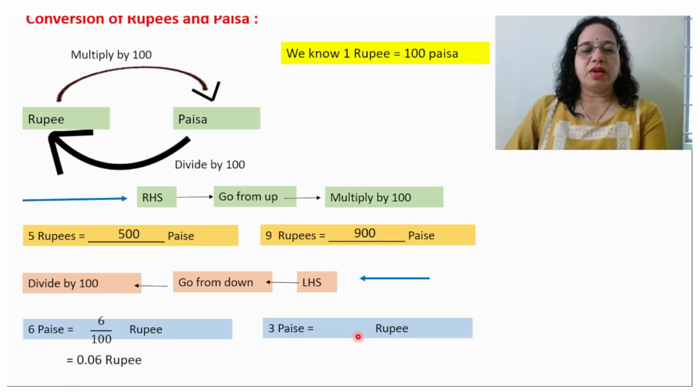Take one more example, 3 paise is equal to how many rupees? So again we are going from down, it means we will divide by 100. Now 2 zeros are there, so we will leave here 2 places and your decimal will come over here, so 0.03 rupees.